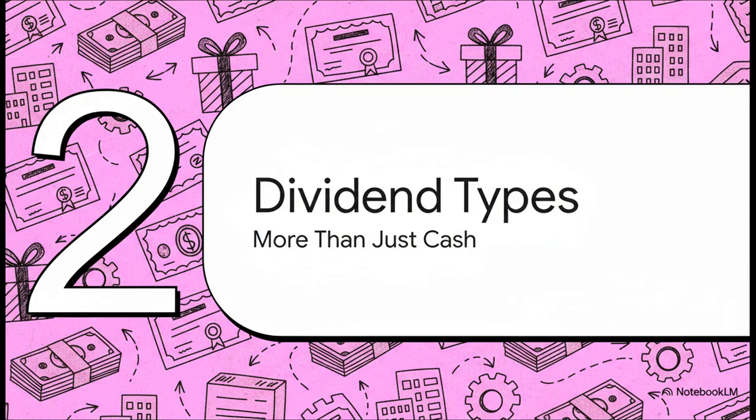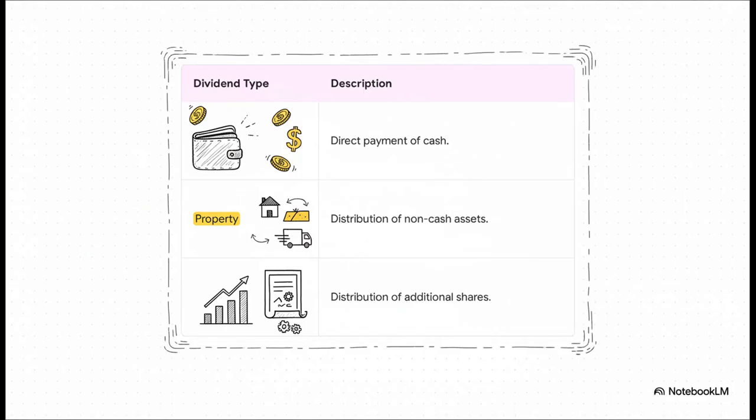Now, here's where it gets interesting. This thank you doesn't always come in the form of cold, hard cash. Companies actually have a few different tools in their toolbox for rewarding shareholders. And as future managers and investors, you really need to understand what these different types are and, more importantly, why a board might choose one over the others. We can basically group dividends into three main categories: cash, property, and stock. As you can see, each one is very different, and each one has a totally unique effect on the company's financial statements and what the shareholder actually receives. So let's break these down one by one.